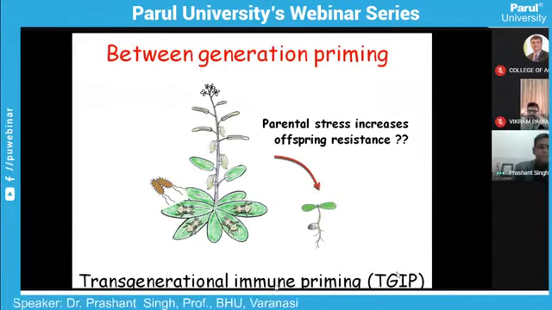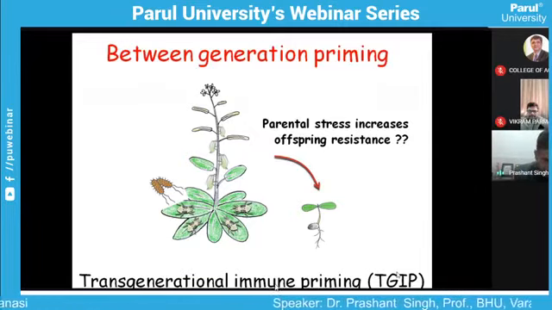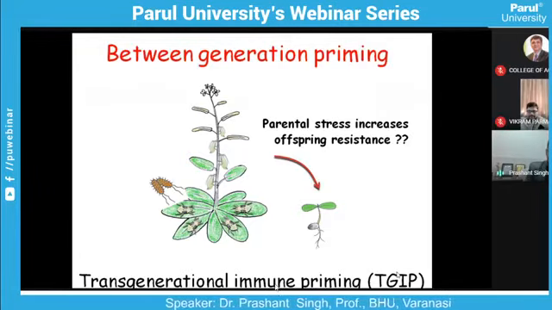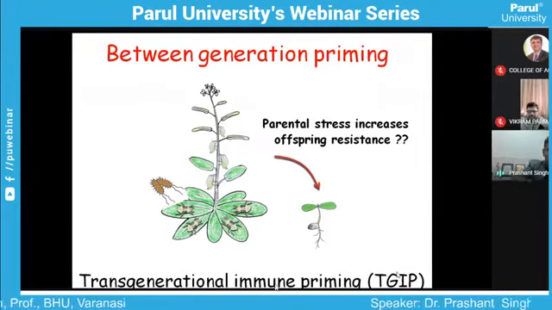Like, can parental stress increase offspring resistance? We call this transgenerational immune priming. So that was the next question that we wanted to answer. Could we establish this? If we could establish this, definitely there is a big impact on agribusiness, and we can talk more on this, the companies with the seed or something like that. So we call it TGIP.